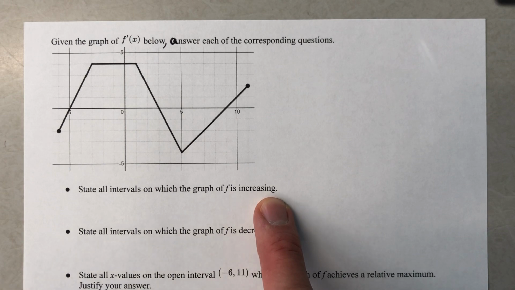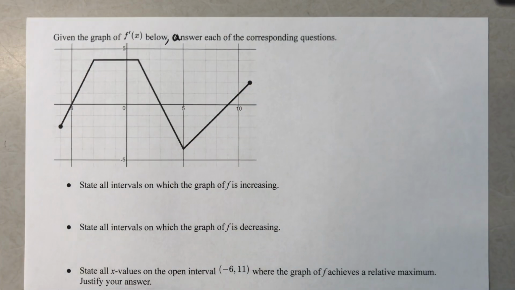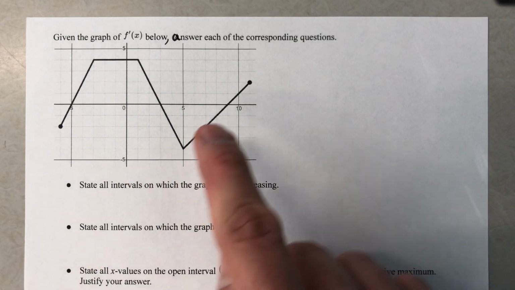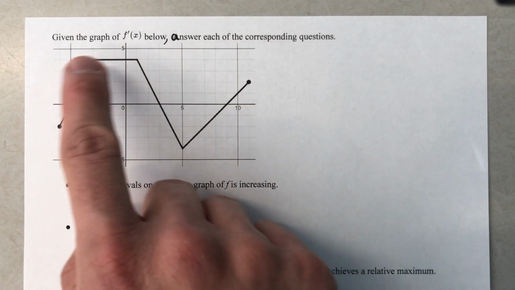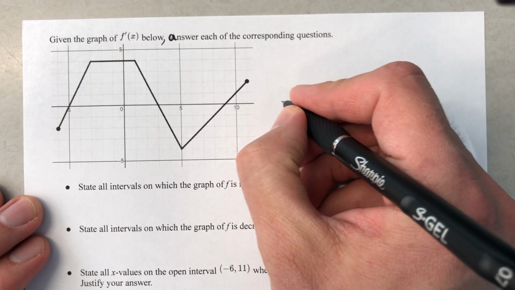You might be tempted, this is wrong, don't do this. You might be tempted to say the graph is increasing here and here. No, it's not. No, it's not. Why not? This is not f. This is the derivative.